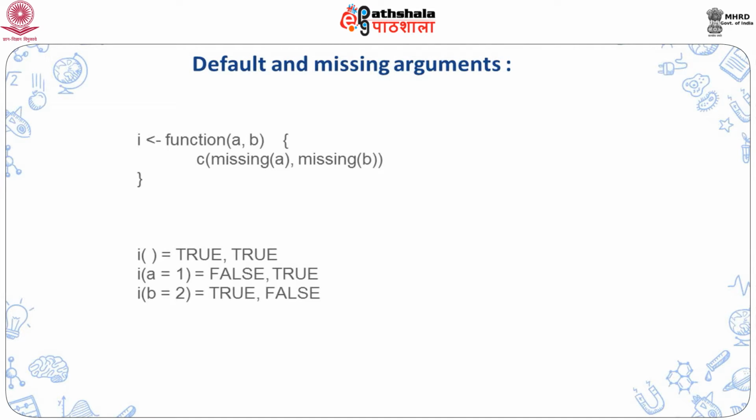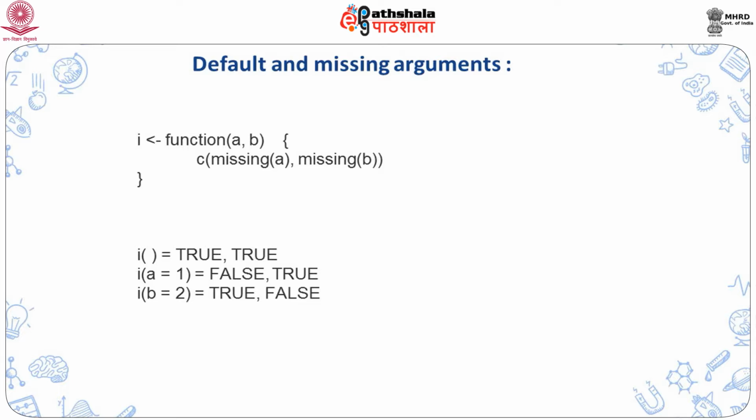Let's see how the missing function works. Here we have a function f, which is a function of a and b, and we need the output to be c(missing(a), missing(b)). That is what we want to get. If we call just f with the first bracket and we are not putting any argument here, then as expected both the arguments are missing. So we get both outputs as TRUE, TRUE, since missing(a) is equal to TRUE and missing(b) is equal to TRUE.